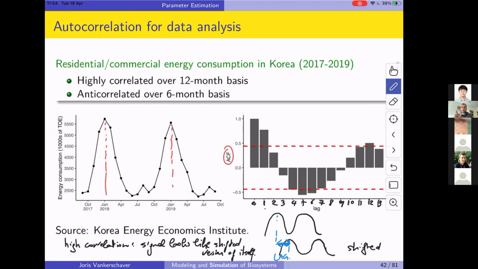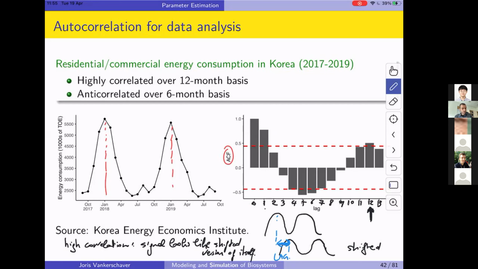And then if you keep shifting the signal past 6 months, so 7, 8, 9, the correlation starts increasing again. So the power consumption in October is probably similar to the power consumption in January, the one in November even more, until you hit 12 months here. So for 12 months, we see again a peak in the correlation, which basically means the power consumption in January of this year looks very much like the power consumption in January of last year and the year before that.